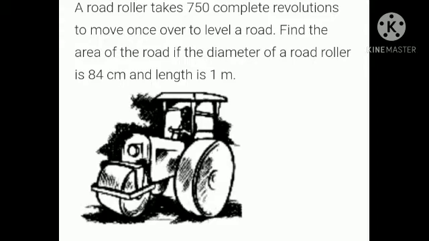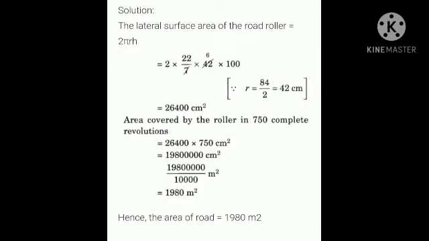Next question: a road roller takes 750 complete revolutions to move once over to level a road. Find the area of the road if the diameter of the road roller is 84 centimeter and length is 1 meter. So children, you have seen the road roller rolling over the road. The lateral face will only be touching the road. So by one complete revolution, the area covered will be the area of the cylinder.